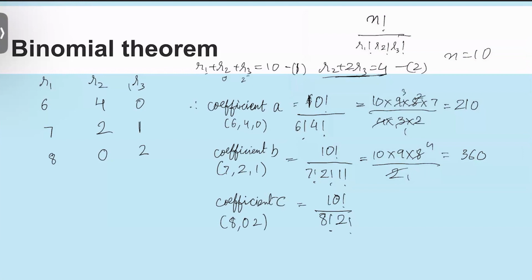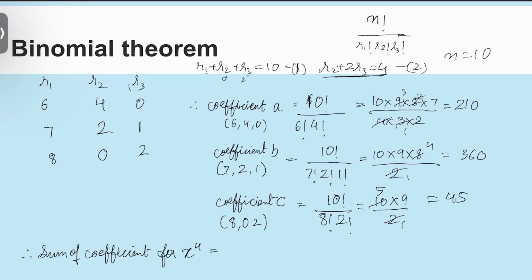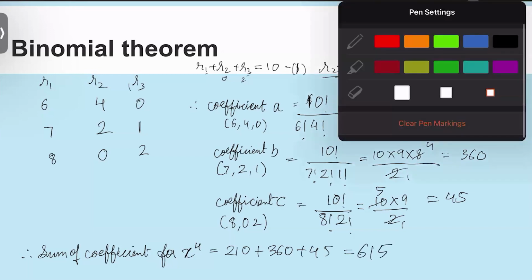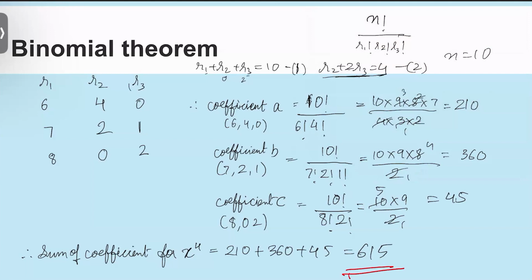Yeah, 2 factorial. So now you can write this as 10 into 9 upon 2. 8 factorial can get cancelled. So you have 5, you have 45. So therefore, the sum of coefficients for x raised to 4 is equal to 210 plus 360 plus 45, and that would be 615. Okay, so this is your answer.